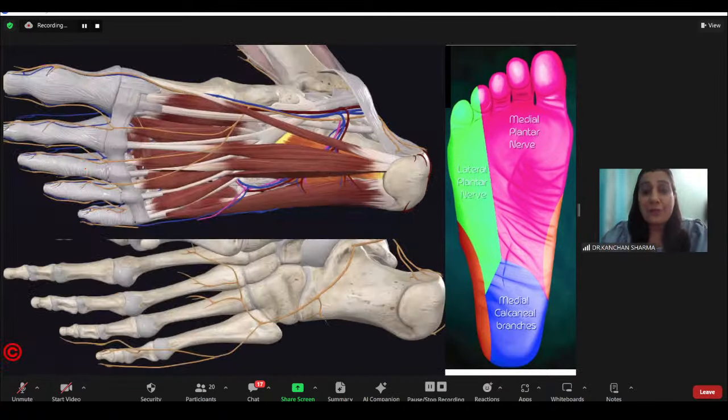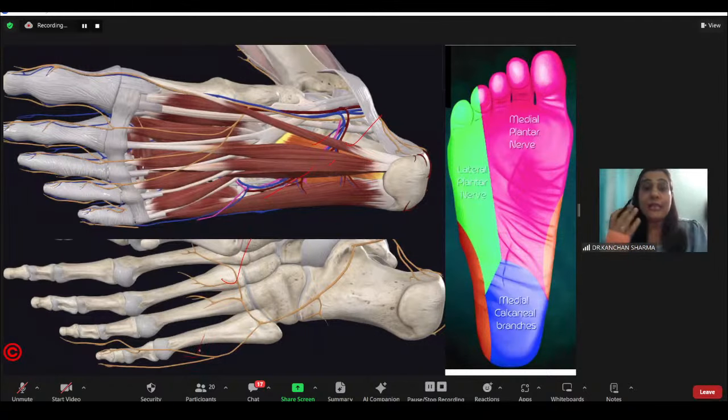When it comes to the lateral plantar nerve, this also will be lying in that lateral plantar tunnel. Once the tibial nerve has divided into medial and lateral, the medial has gone through the medial plantar tunnel, and this lateral has now come through the lateral plantar tunnel. Initially, this will be lying beneath your abductor hallucis, and then the quadratus plantae, and then between the flexor digitorum brevis and the quadratus plantae. Then it comes to the lateral side, where it will be dividing into a deep branch and a superficial branch.